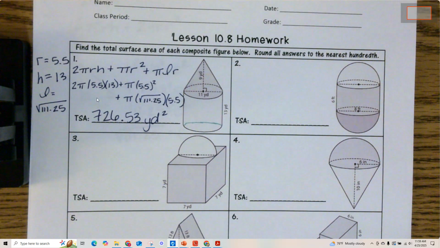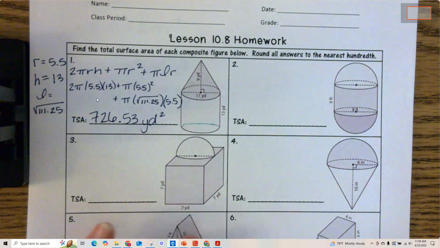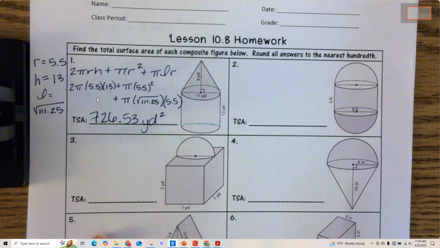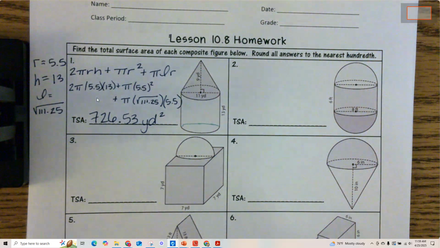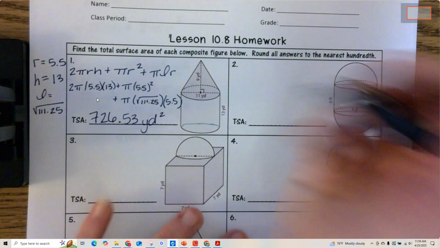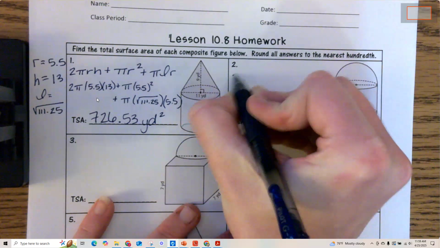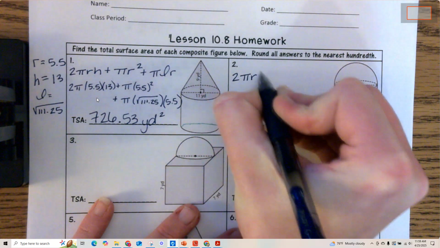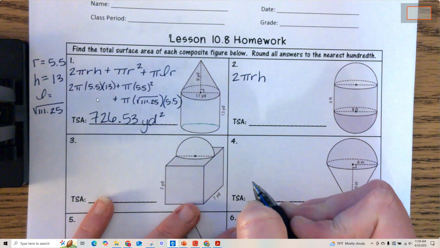All right, so let's look at number 2. What shapes do I have on number 2? Sphere and cylinder. Okay, let's start with the cylinder. Do I need the lateral or the total of that cylinder? Just the lateral. I just want to wrap right here. So the cylinder is 2 pi r h.